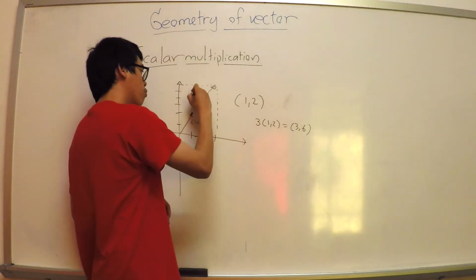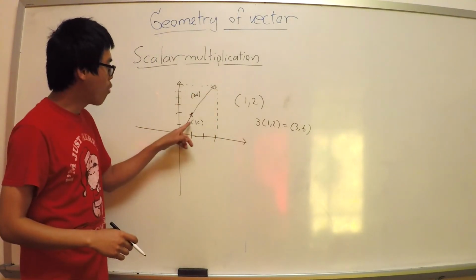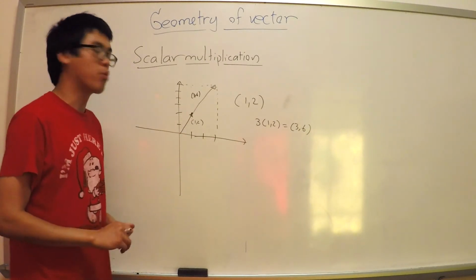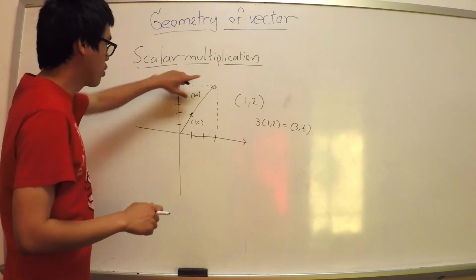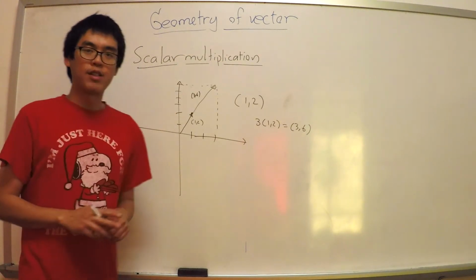The whole thing will be vector (3, 6) because you get (3, 6) from (1, 2) by multiplying the vector (1, 2) by 3. So we get (3, 6). Right? So these are two vectors that point in the same direction but have different sizes.